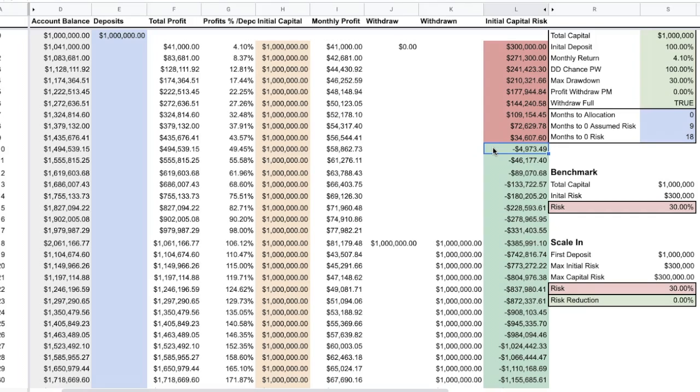So with strategy 1, where we deposit all of our capital on day 1, and then we let it accumulate, and then we withdraw the initial capital once it's doubled, would take approximately 9 months to reach 0 assumed risk, and 18 months to withdraw our initial capital and still have the same amount of initial capital in the account.